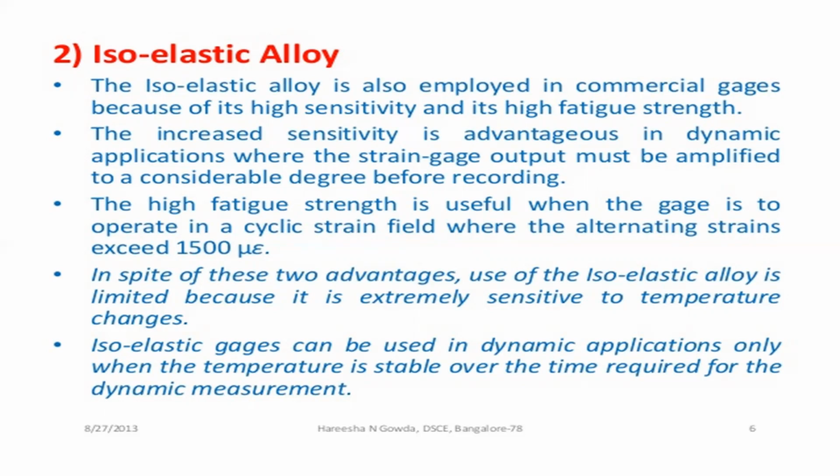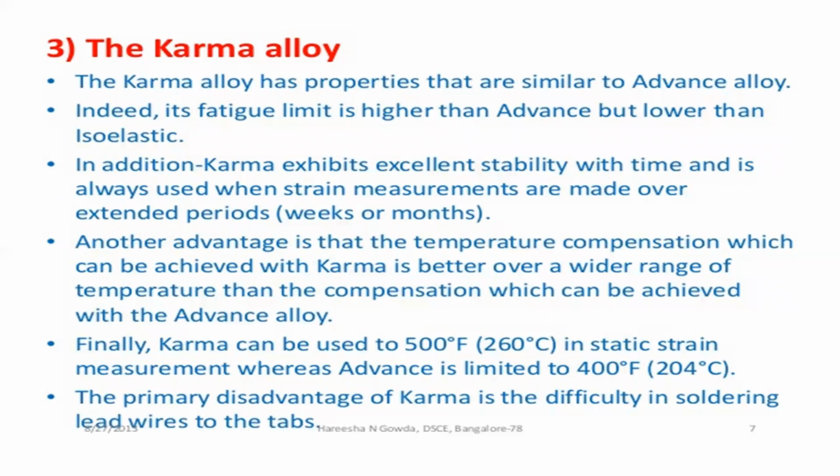Isoelastic gauges can be used in dynamic applications only when the temperature is stable over the time required for the dynamic measurement. So in the dynamic measurement of that electrical resistance strain gauge or any different types of strain gauges, by using these isoelastic alloy materials, the temperature is stable and the time required is calculated in the measurement of that strain gauge. Okay. And also Karma alloys, maximum maintains 500 degrees Fahrenheit, and the minimum limit is 204 degrees centigrade.